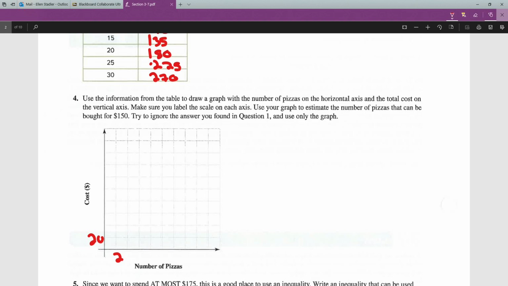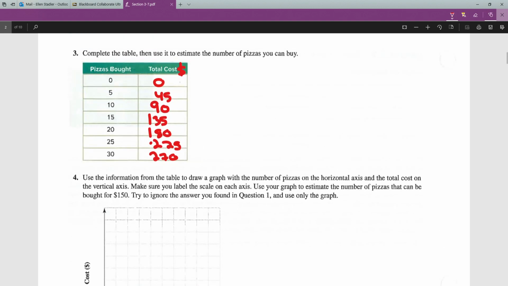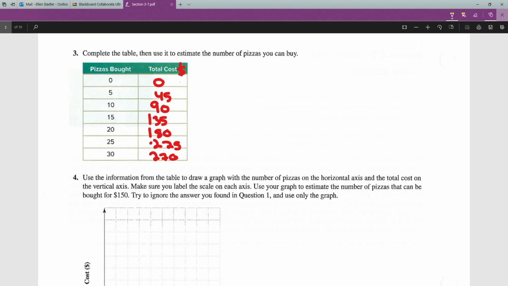So let's plot the points now that we had. Oh, we forgot to estimate. Number 3, they do tell us to estimate. We had $175 we could spend. $175 is pretty close to 180, so I can buy almost 20 pizzas, which aligns with the answer we found previously on the previous page.